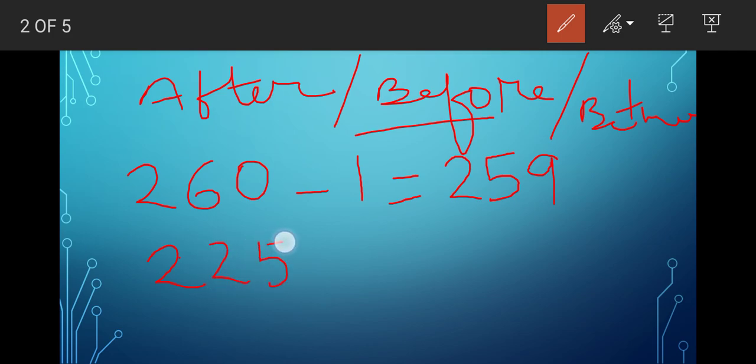Another example, I'll take another number, that is 225. Before 225, what number comes? In order to know that, we have to minus 1 from the number. So what do you get here? 224. It means that before 225, the number is 224.